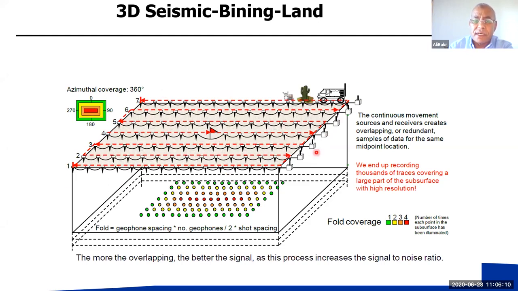So it's an area rather than a line. And the shooting, which is the red flag in this case, is more or less perpendicular to it. So this could be perpendicular to this group, and this also could be perpendicular to that group. So what does it mean?